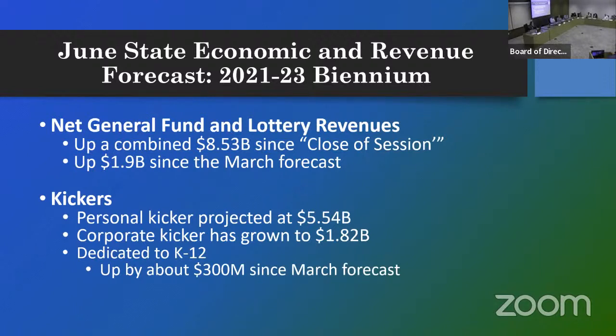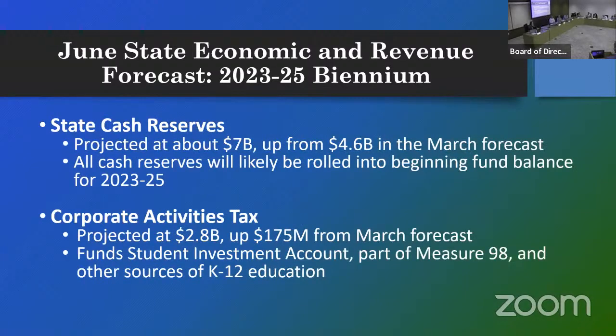Personal kicker at $5.54 billion. And most important for us is the corporate kicker has grown by about $300 million since the March forecast. And that appears to be the piece of this forecast that helped move the budget from $9.9 billion at the state school fund to $10.2 billion at the state school fund. So of all of the news of the economic update or the economic forecast, this is probably the biggest part for K-12 schools. The other part is that those funds from this year will roll into next year as reserves.